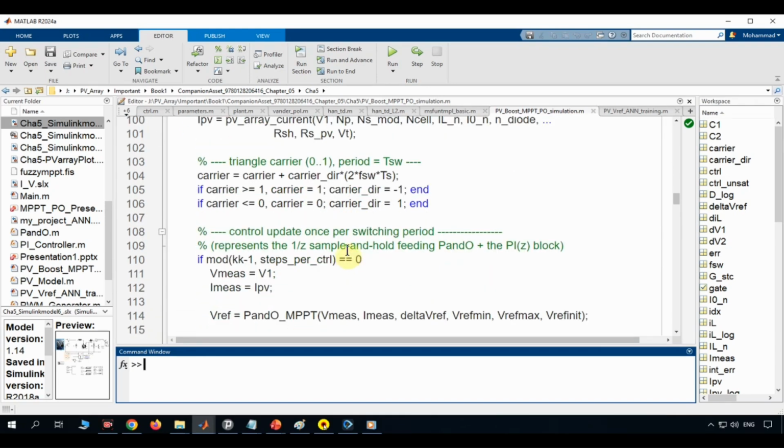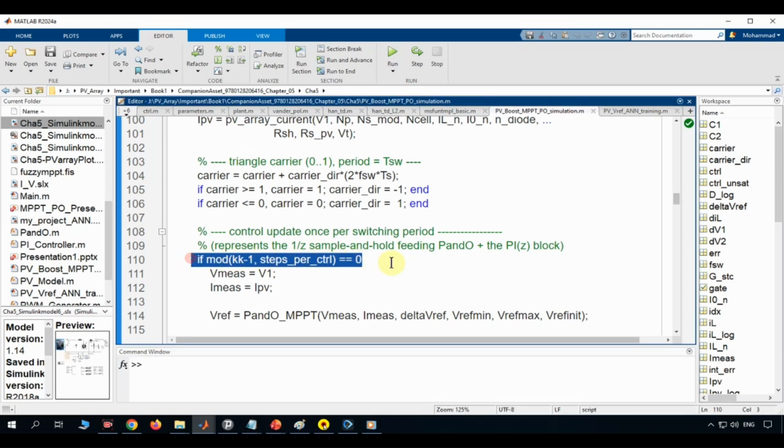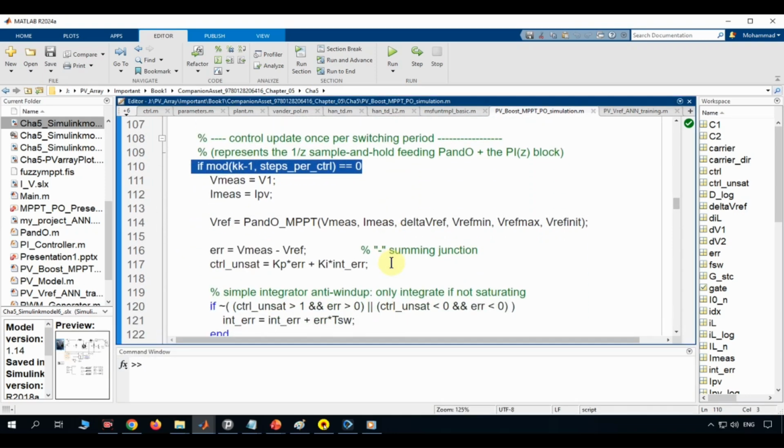Now, pay close attention to this if statement. If mod(kk, steps_per_control) equals 0. This line is extremely important. It ensures that the control loop, MPPT and PI regulation, only updates exactly at the beginning of each switching cycle, just like the sample and hold block in your Simulink model.